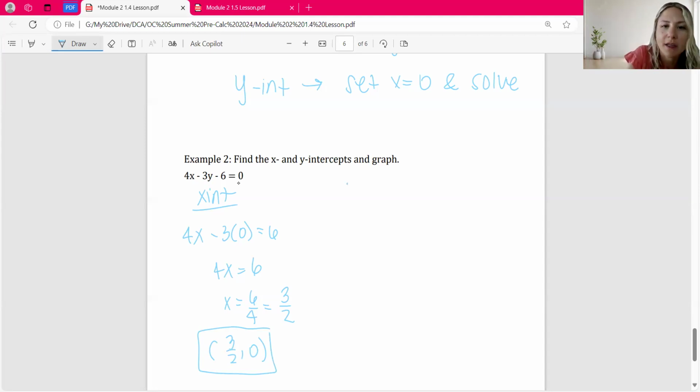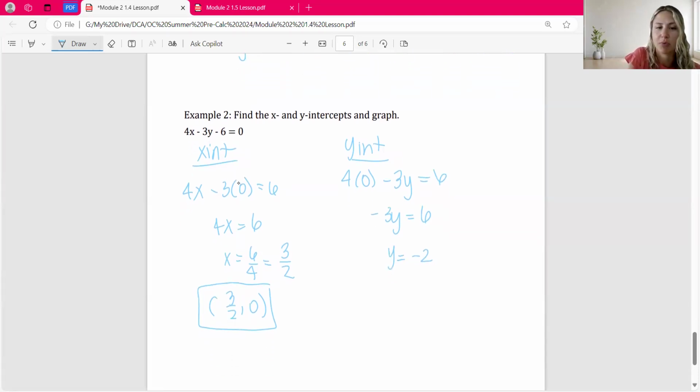And then for y-intercept, I'm going to do something very similar, but now I'm going to substitute 0 in for x. So we'll have 4 times 0 minus 3y. I'm going to add that 6 to the other side. 4 times 0 is 0. I'm going to have negative 3y equals 6. Divide both sides by negative 3. My y-intercept is negative 2. So I'm going to write it as a point. (0, -2) is my y-intercept.